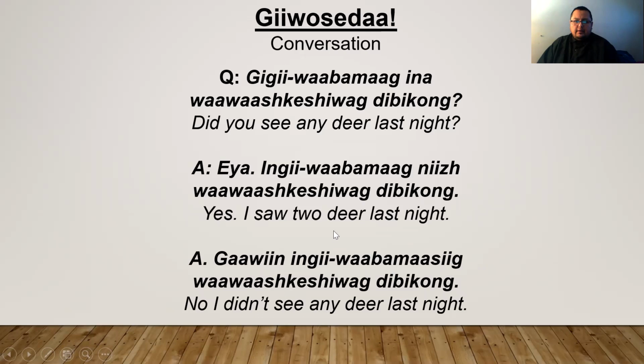Now, we have wabamag. We added that G over here. Wabama is to see him or her, and then we added that G to make it plural, to make it them, more than one. So even in the negative form, we're going to have that G down here too for a plural. Gawin ingi wabamasig wawashkeshiwag dibikung. No, I didn't see any deer last night.